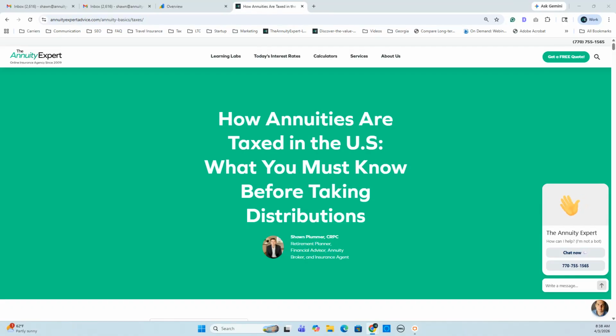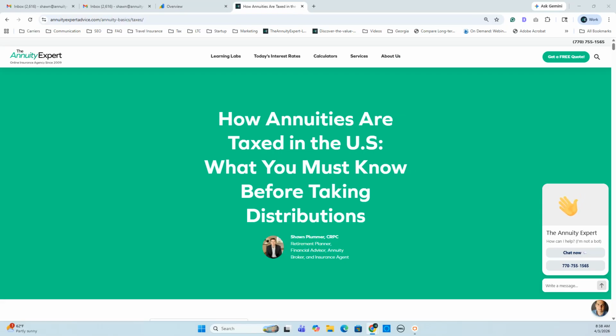Scenario number two is the qualified annuity. This is often the most popular option. Folks like to fund their annuities with IRAs, 401ks, 403bs, thrift savings plans, 457bs, and other qualified retirement accounts. And it's just like a 401k or an IRA. All of it is going to be taxed as ordinary income. So 100% of it is going to be taxed. And it's going to be taxed just like if you were earning a paycheck at work.